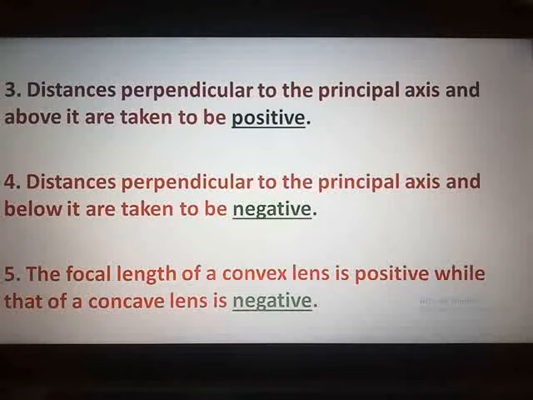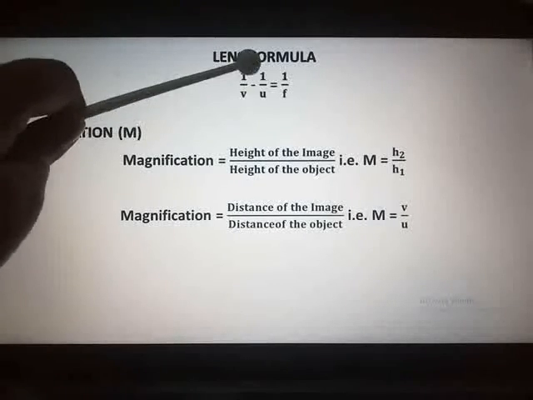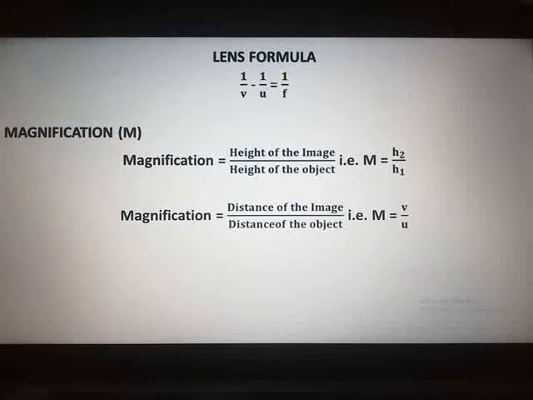Next topic is magnification produced by a lens. Last year you studied the mirror formula, in which u was the distance of the object, v was the distance of the image, and f was the focal length. Similarly here, 1/v minus 1/u is equal to 1/f. This is the lens formula.